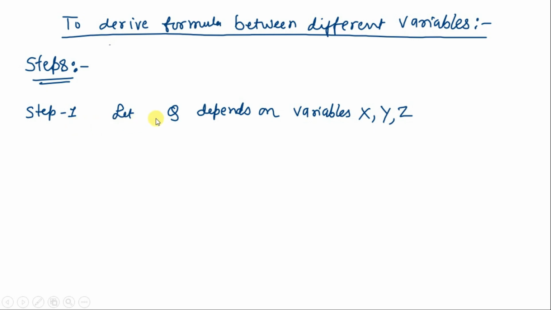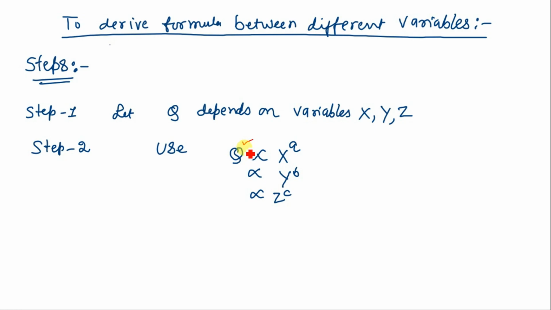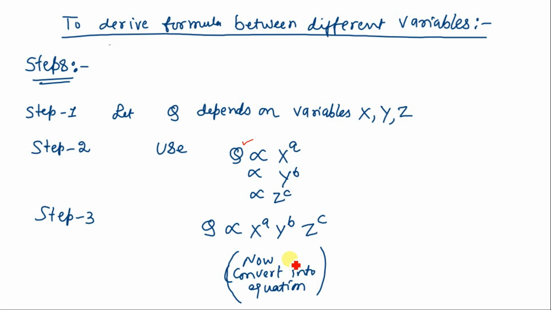So the first step is, suppose one variable q is given to be depending upon three variables x, y and z. In the second step, we will suppose that the given variable is proportional to x power a, y power b and z power c. In step number 3, we will combine these into a single relation. Now we will convert this relation into an equation, and we know that whenever a relation is converted into an equation, then a constant of proportionality will come.